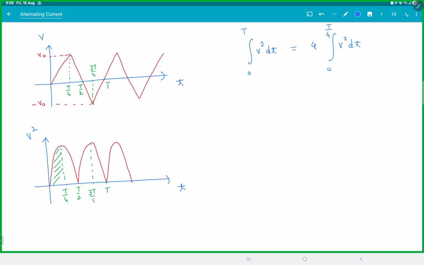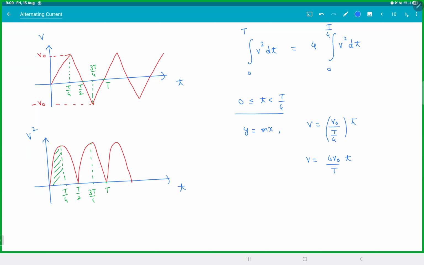Now, why am I so interested in 0 to T by 4? Because it is easy to find the equation of that line. From 0 to T by 4, it's a line passing through the origin. Y is equal to mx. So this looks like V is equal to, and the slope will be V naught by T by 4. So the equation of the straight line will be 4 V naught by T into time. Isn't this the equation of the straight line from 0 to T by 4?